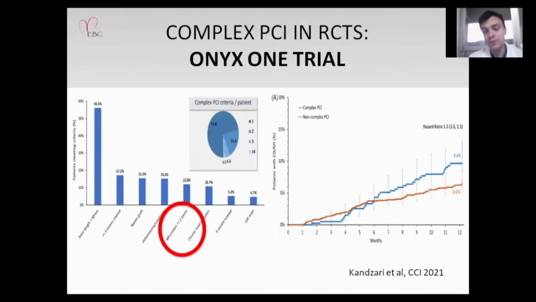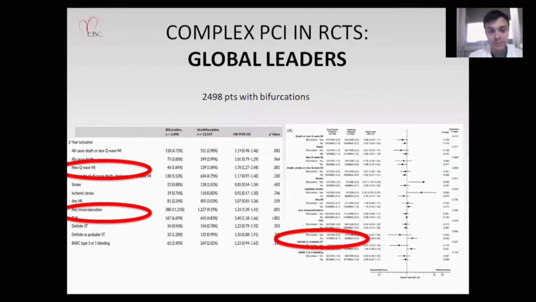But from the other point of view, we all know that in these randomized controlled trials, patients with high-risk PCI are not represented or are underrepresented. For example, in the ONYX ONE trial, only 12% of these patients were treated for a bifurcation with 2 stents, and of course these patients were at high risk of recurrent events, and only 5% were treated with left main PCI. Similarly, in GLOBAL LEADERS, we have something more regarding sample size. About 10% of the patients were treated on a coronary bifurcation.